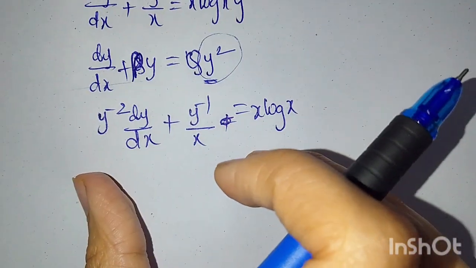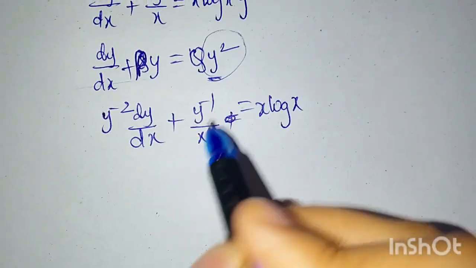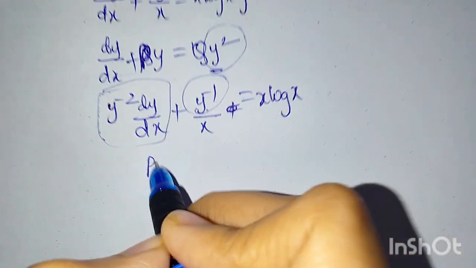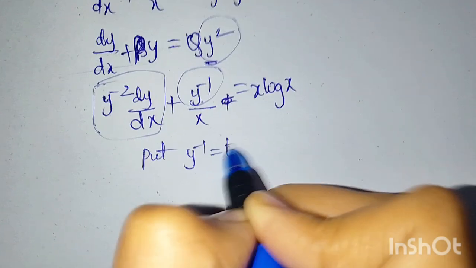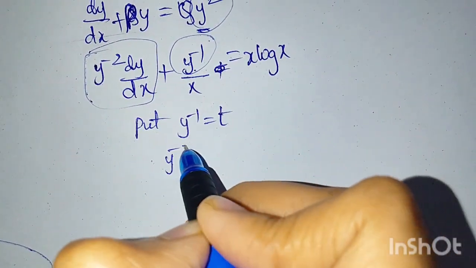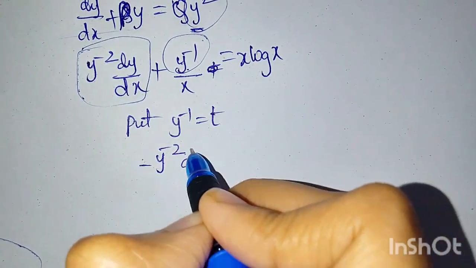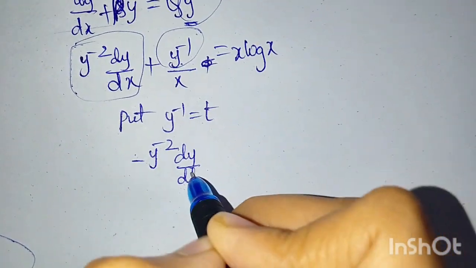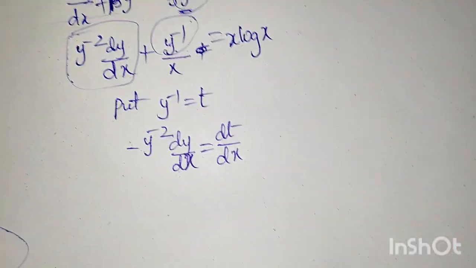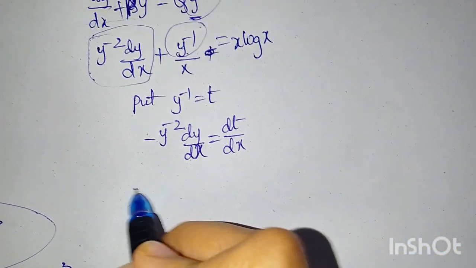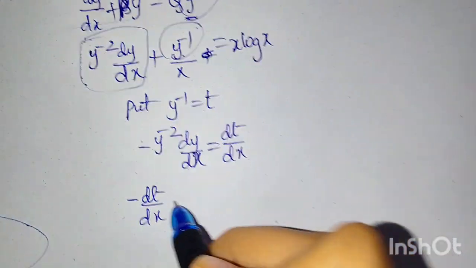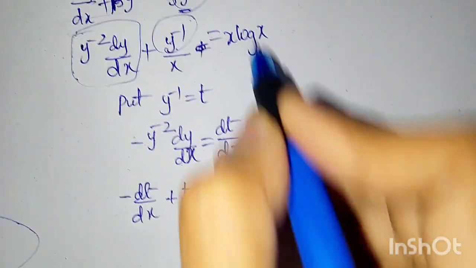Now I have to take one substitution. Which one? See, the y power minus 1 derivative is formed here, right? So put y power minus 1 is equal to t. Every time this one only you have to take, this part only. So y power minus 2 dy by dx, with respect to x, okay? dt by dx. So I can write it as minus dt by dx. So this will be t by x log x.